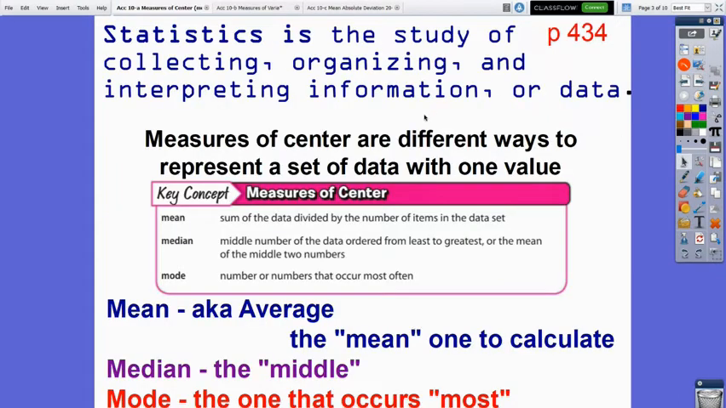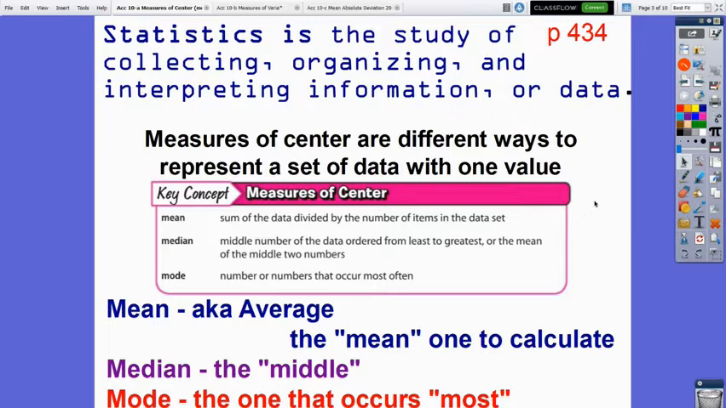Statistics, the study of collecting and organizing and interpreting information. It's used in all kinds of applications in business, in science, in social sciences. Lots and lots of people use statistics.